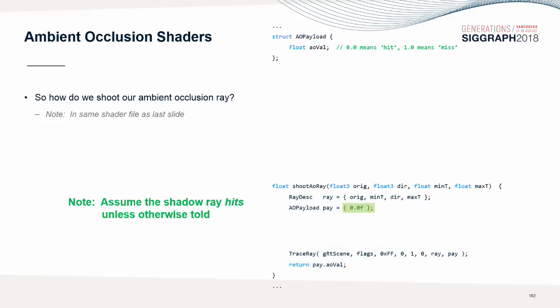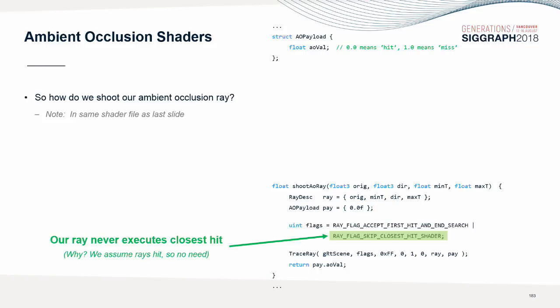Now, one thing you might notice is my payload here, which is defined up at the top of the slide, is either going to store 0 or 1. 0 for I hit something, and 1 for I miss something. And I'm initializing it to 0, which means I'm assuming that my ray hits.